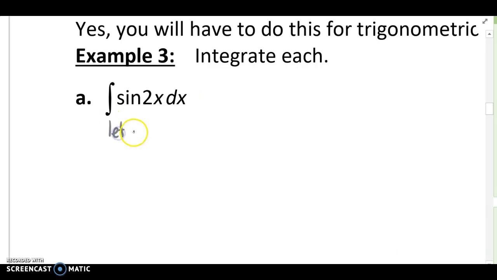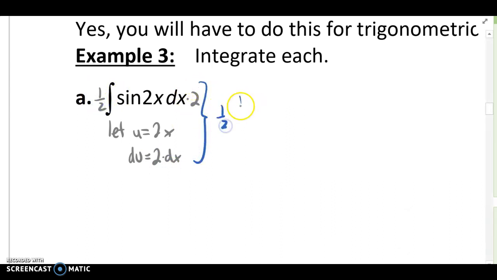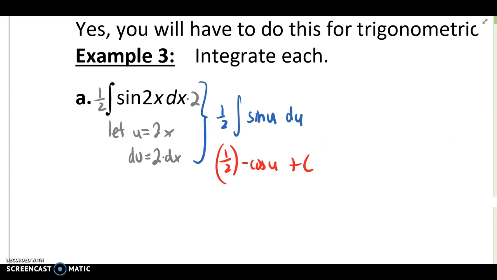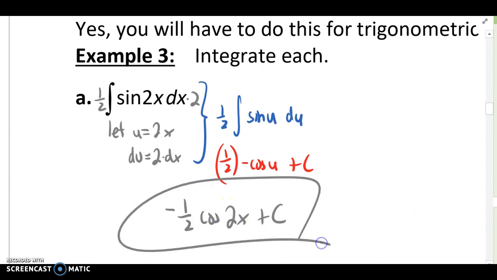And this one we're going to let u be equal to 2x, which means du is equal to 2dx, times 2 times 1/2. So bringing this all together, we have 1/2 integral of the sine of u du. The integral of sine is negative cosine, so it's negative cosine of u plus c, times this 1/2 out front. And then to bring everything back together, it's negative 1/2 cosine of 2x plus our constant.